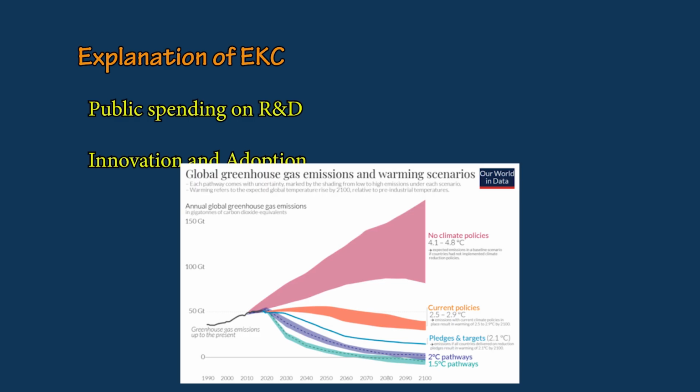Finally, innovation and adoption, right? What do we mean by this? If we take a particular technology of production in isolation, it can be observed that when a new technology comes, it brings better efficiency, but it also brings newer kinds of wastes which go into the environment.